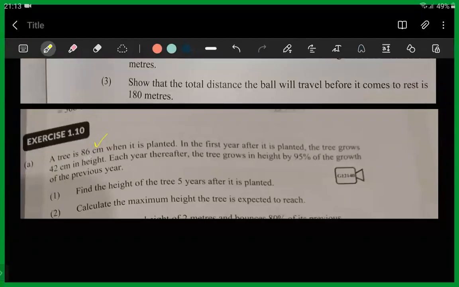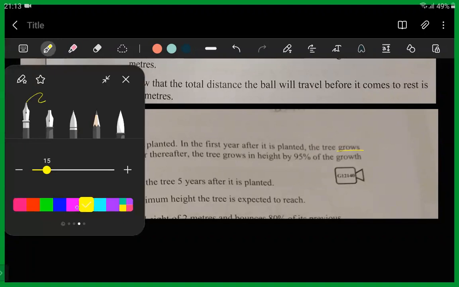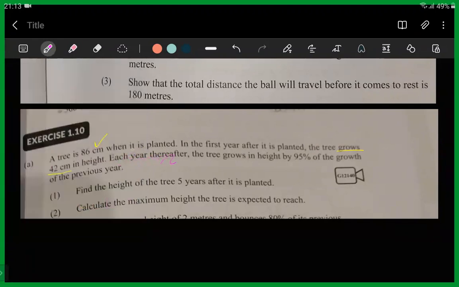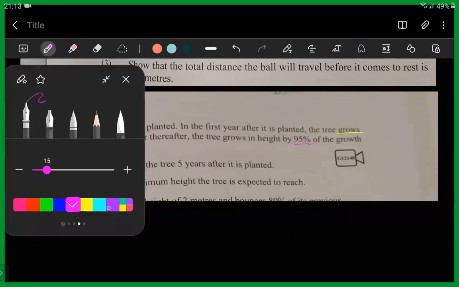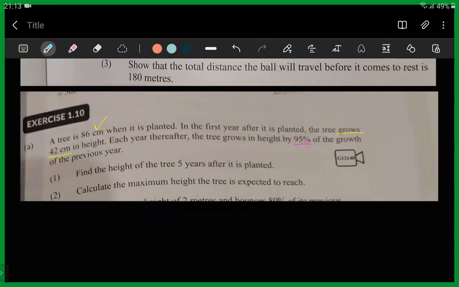A tree is 86 centimeters when it is planted. In the first year after it is planted, the tree grows 42 centimeters in height. However, each year thereafter, the tree grows by 95% of the previous year. It says find the height of the tree 5 years after it is planted. So here, don't do too much in your head. Put it on paper first.